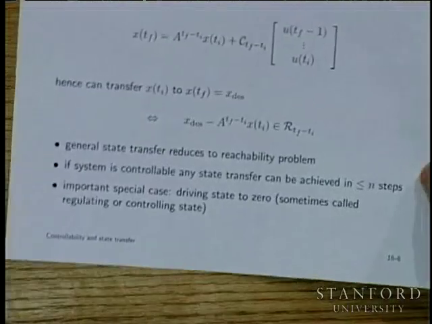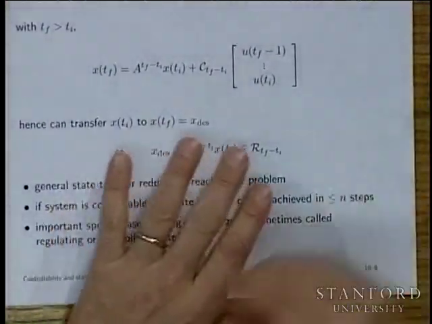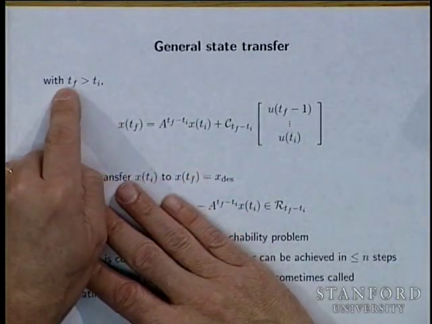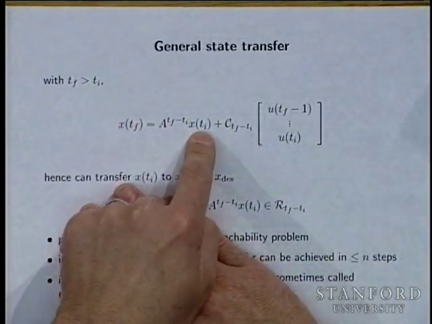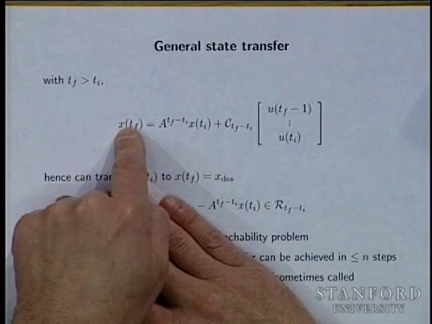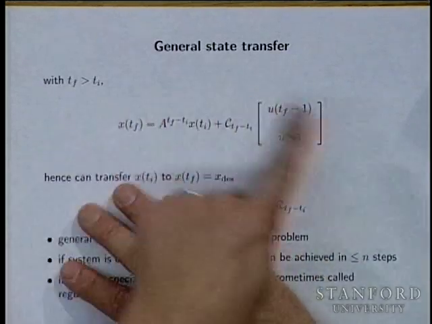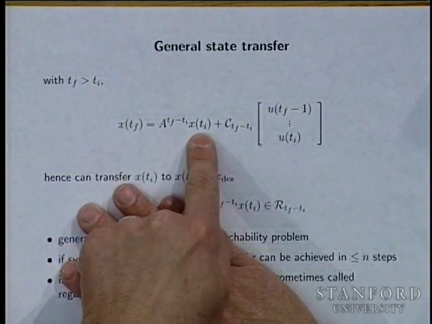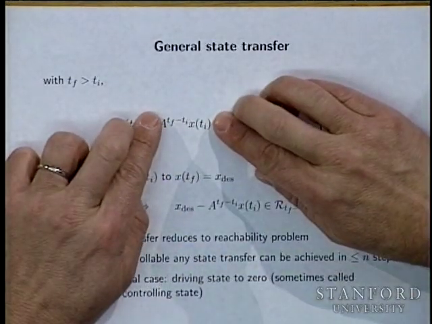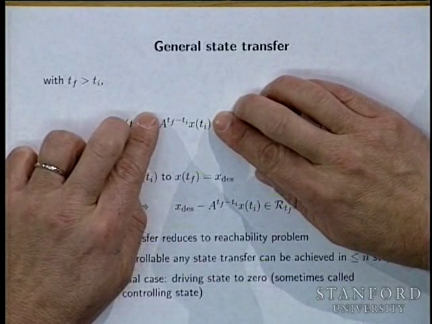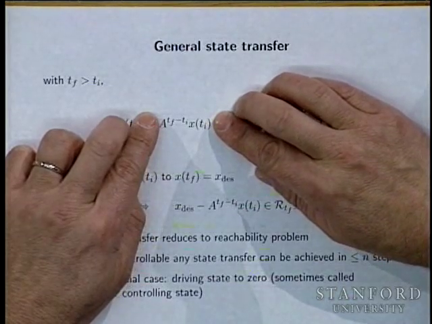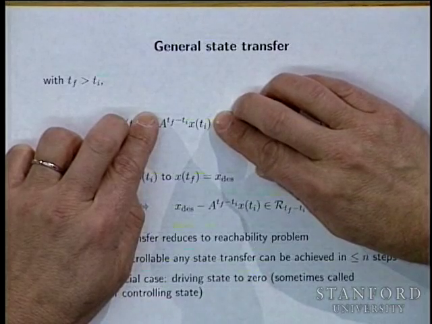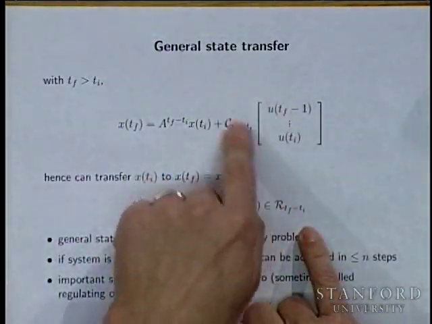Okay. Now let's look at general state transfer. That's a general problem. We're going to transfer from an initial time to a final time, from an initial state to a final state. And this is the formula that relates the final state to the initial state. And this is completely clear. That's simply the dynamics propagating the initial state forward in time. That's nothing else. So this is, in fact, what would happen if you did nothing, if u was 0 over the interval.